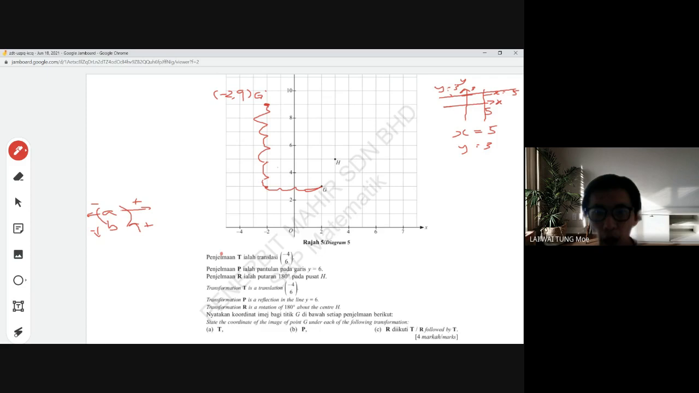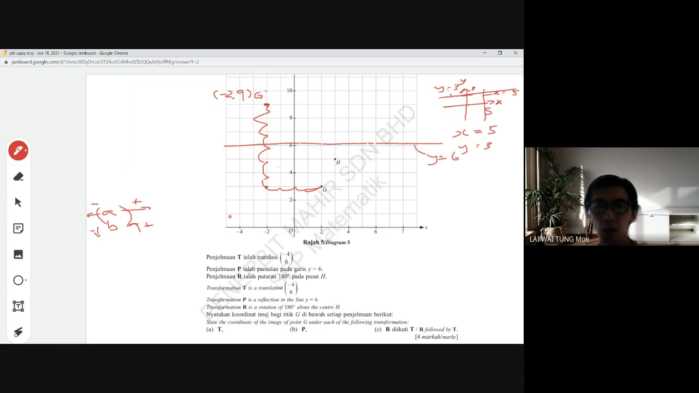So y equals 6. The y axis is a vertical line, so y equals 6 should be a horizontal line. And it surely will pass across this 6 in the y axis. So the straight line should be this one. I try to draw it as straight as possible. So this is your y equals 6.